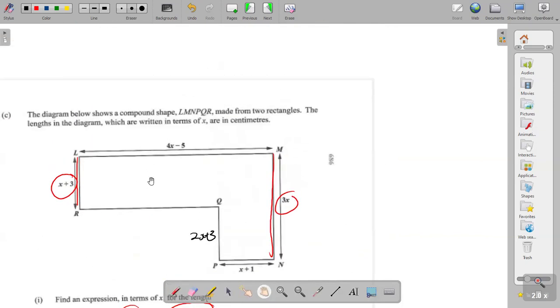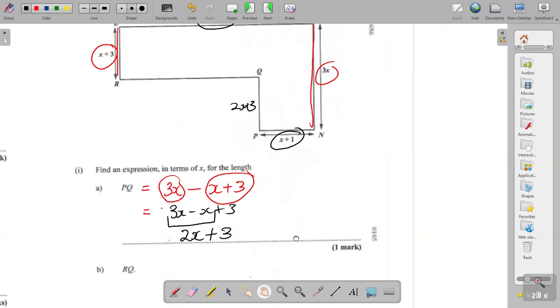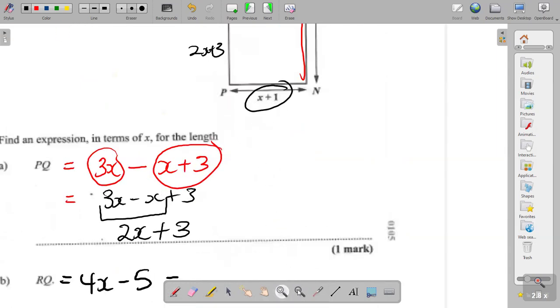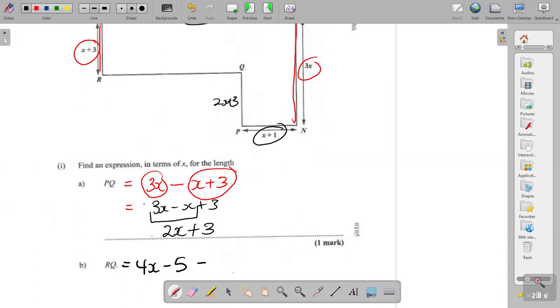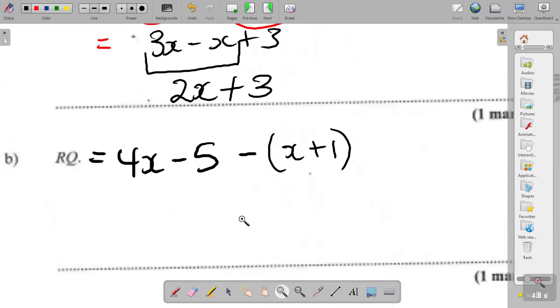RQ. How do I get RQ? Wouldn't I subtract the long side from the short side? Well, the short side from the long side. So the equation is going to be RQ is equal to 4x minus 5, subtract what? x plus 1? Anybody know why I put this in brackets? Why did I put it in brackets?